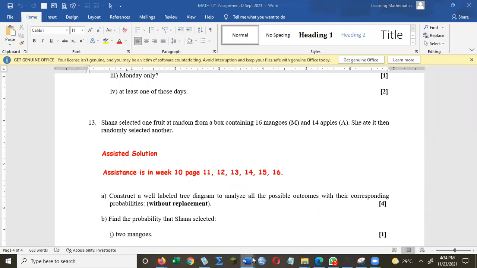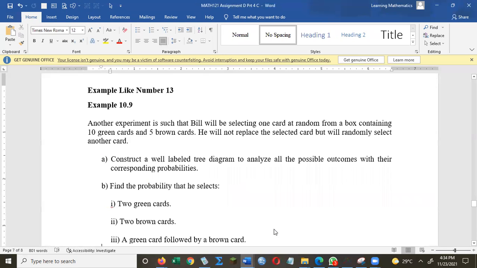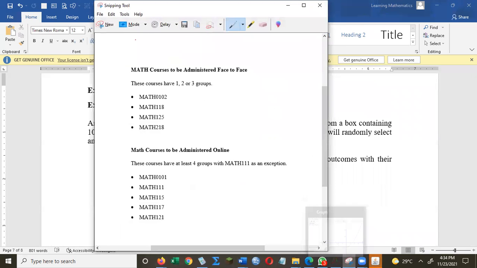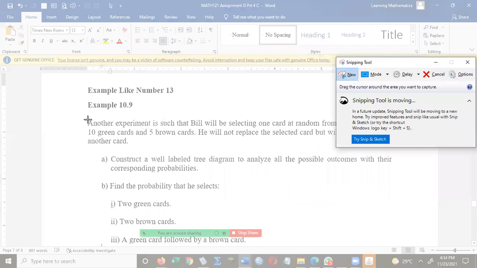Okay. So the example we're going to use now is Bill, and you have first selection and second selection. Here he'll be selecting cards. Okay, so let us capture this.